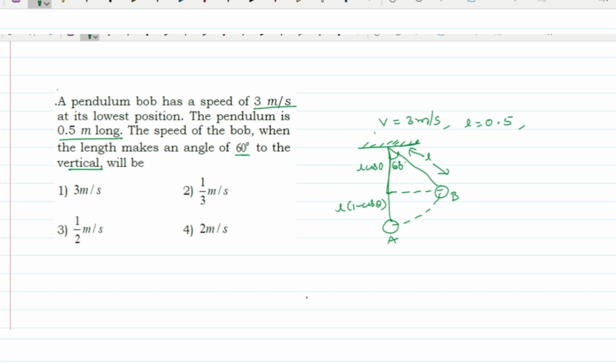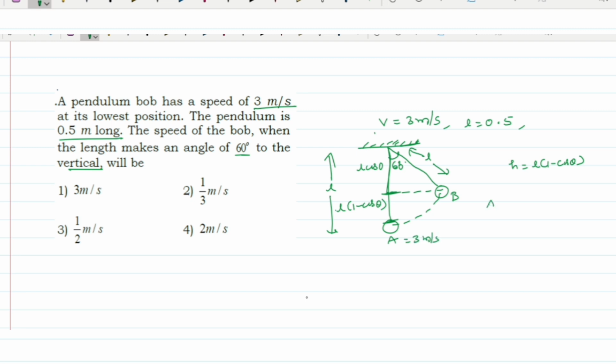H we already calculated in the previous question. H equals L into 1 minus cos theta, the vertical height. This is the total length of the pendulum. Then from here to here we will be getting L into 1 minus cos theta. Now here you can apply the law of conservation of energy. At the point A, 3 meter per second is given.